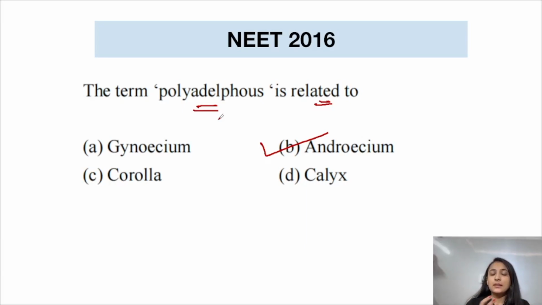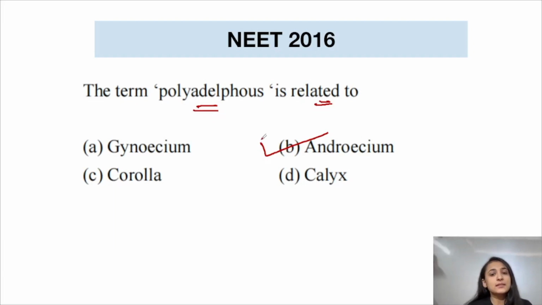So there are various kinds of categories in which such conditions can exist. If a single bundle of stamens is present, it is the monoadelphous condition. If two bundles of stamens are present, it is a diadelphous condition. If more than two bundles of stamens are present, it is a polyadelphous condition.